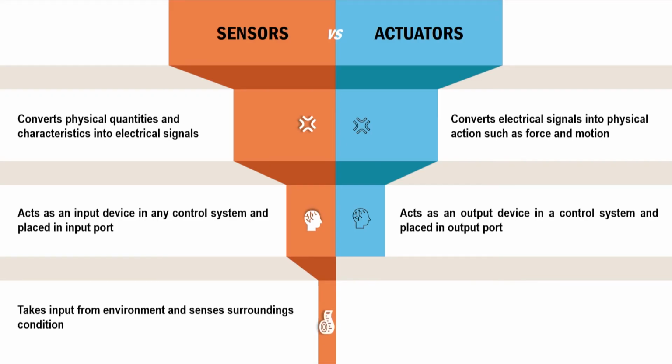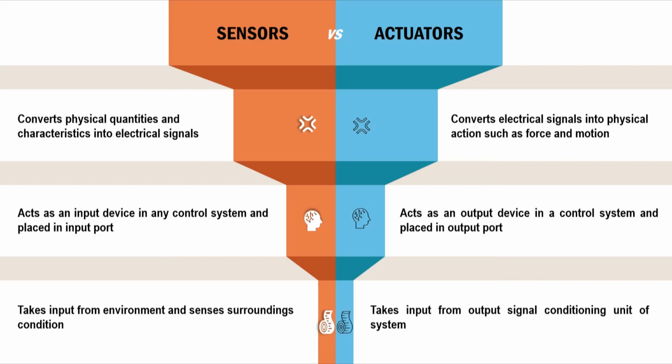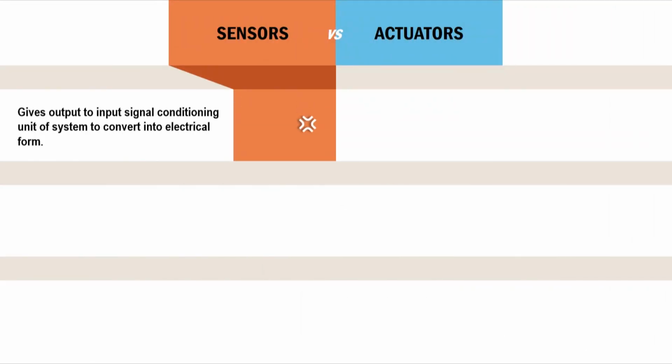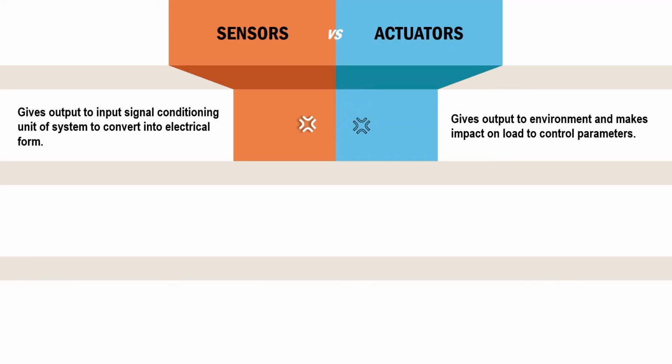Sensor takes input from the environment or physical devices and senses the surrounding conditions, whereas actuator takes the input from the output signal conditioning unit of the system. One system has the input signal conditioning system and output signal conditioning system, and the actuator regularly takes the output from the output signal conditioning system of a unit of the system. Sensors give output to the input signal conditioning unit of the system to convert into electrical signal, and as I have told, actuator gives the output to the environment.